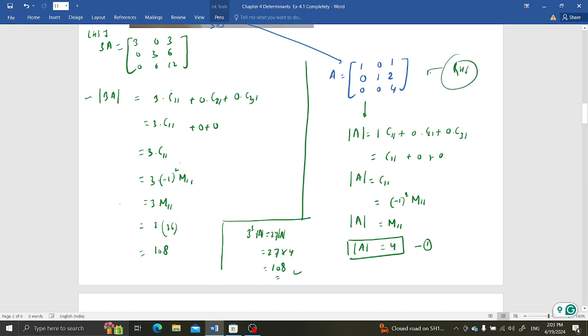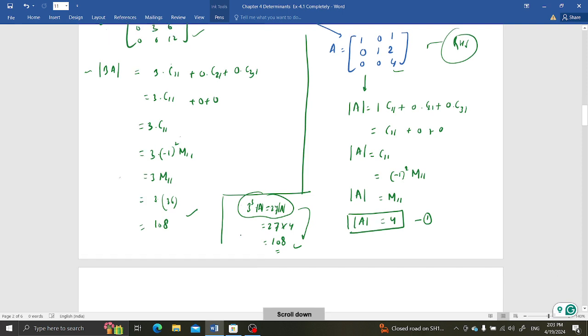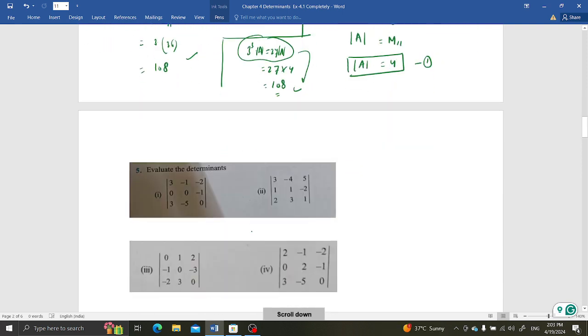This thing we need to do in the exam if it comes to prove that these things are equal. First of all, you need to do 3A, then find the determinant, then you already have the determinant of A, find this value, and you get this one, hence LHS equals RHS. Now move to the next question.